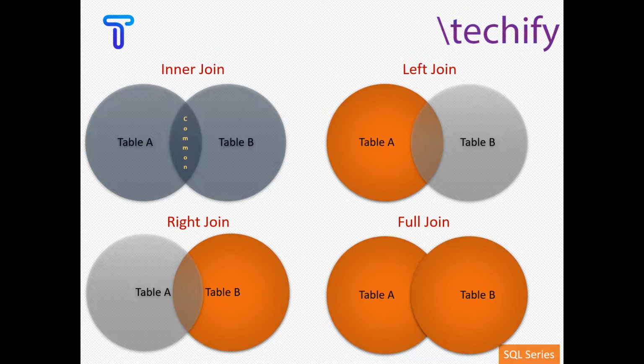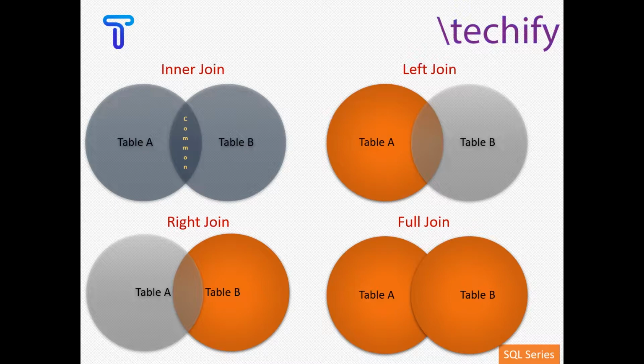So I've put together simple Venn diagrams to demonstrate the different types of joins here. So what do each of these mean? Inner join is used to get the common entries between the two tables. So if table A is joined with table B using a column that exists in both, then you only get the rows that match on that column.